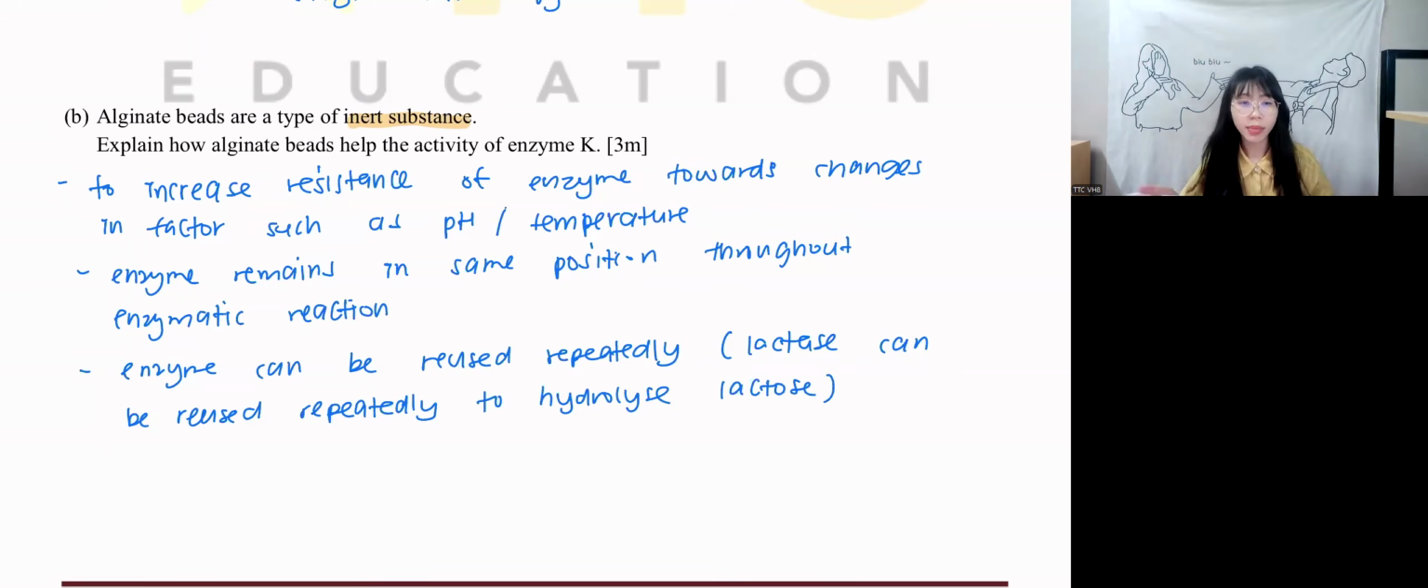So whenever they ask about immobilized enzyme, you write the same answer, guys. This is the same answer for all immobilized enzyme questions. Just repeat this, okay? Only the bracket you cannot write, but the rest you can write. No matter whether it's lactase or whatever, as long as they ask about inert substances, immobilized enzyme, you just repeat the same answer. Can write enzyme remains unchanged throughout the reaction.